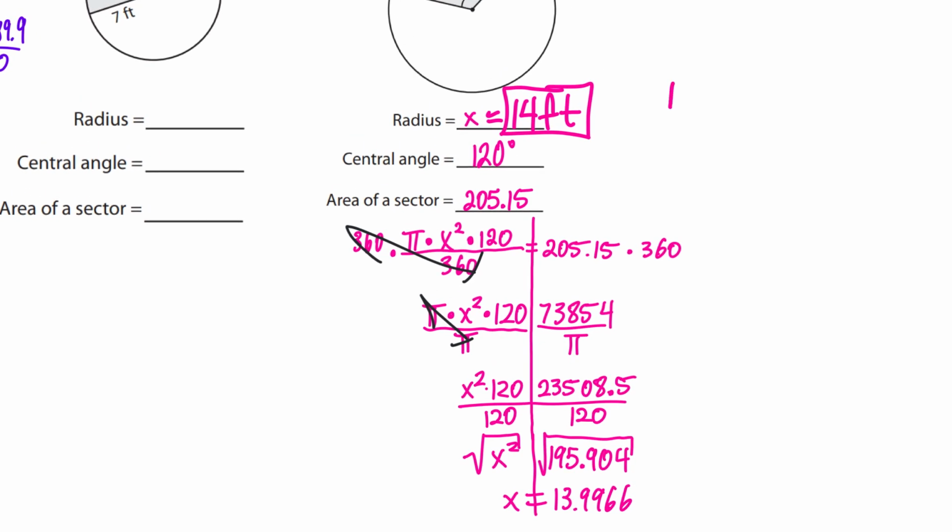And then again, you can plug that in to make sure: do pi times 14 squared times 120 divided by 360 and see if that gives you something pretty close to 205.15.